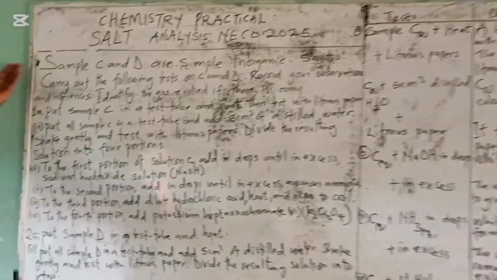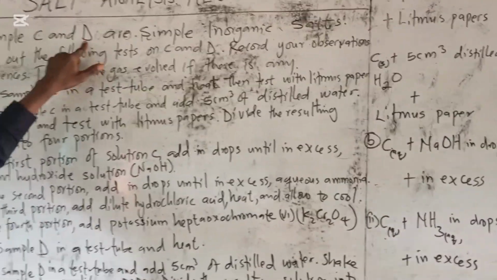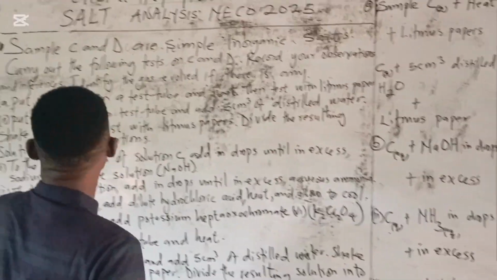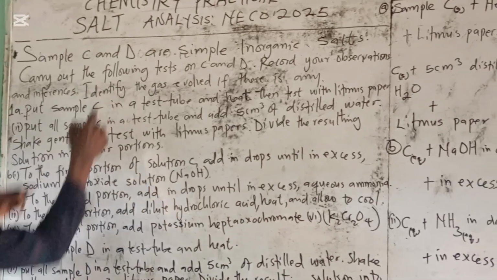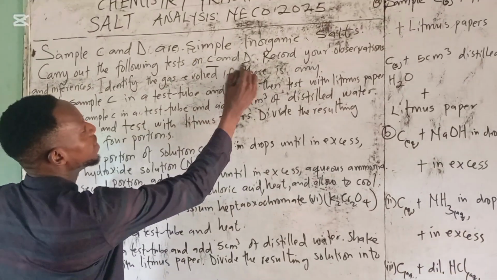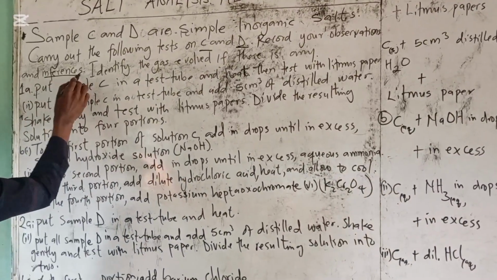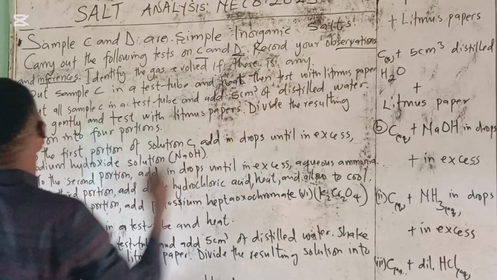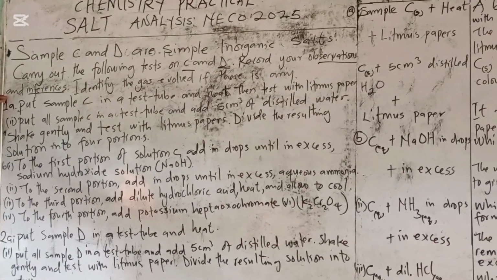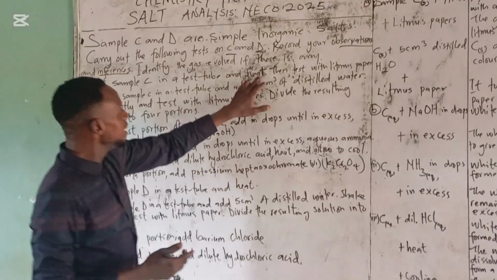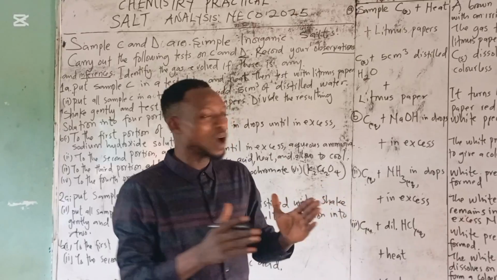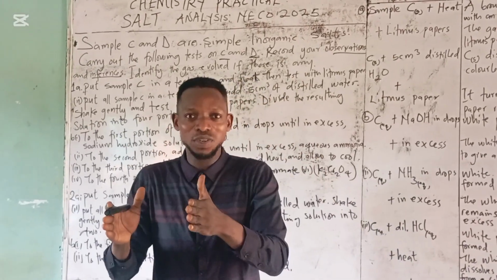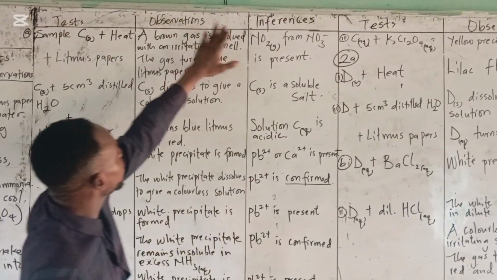Let's check this out. Sample C and D are simple inorganic salts. The instruction says carry out the following tests on sample C and D. Record your observations and inferences, and identify the gas involved, if there is any. From our instruction, we have number 1A: put sample C in a test tube and heat. So we are going to draw our table that will show the test, the observations, and the inferences.